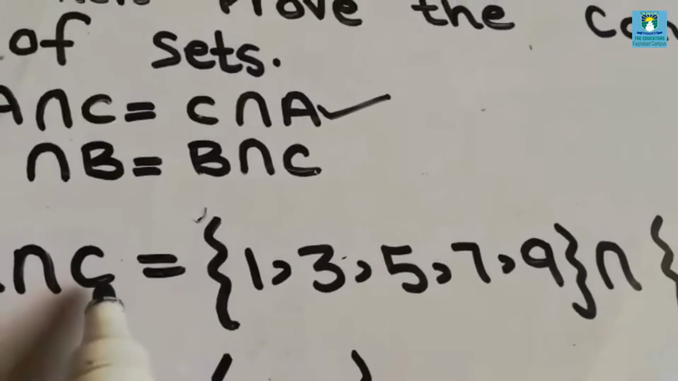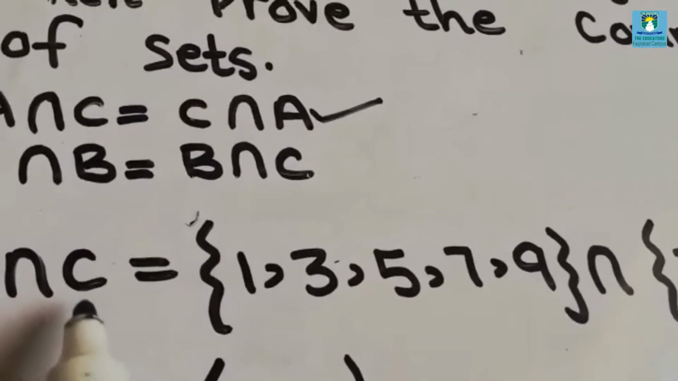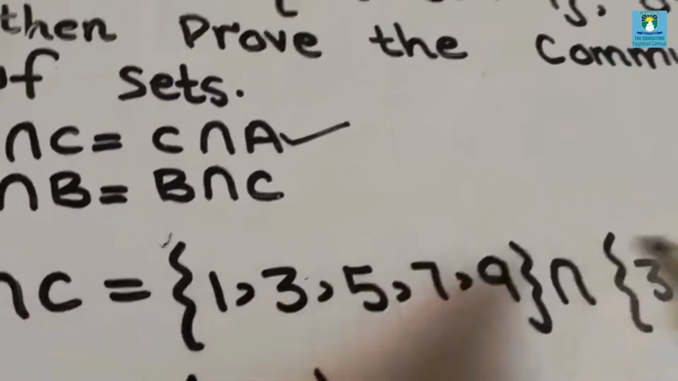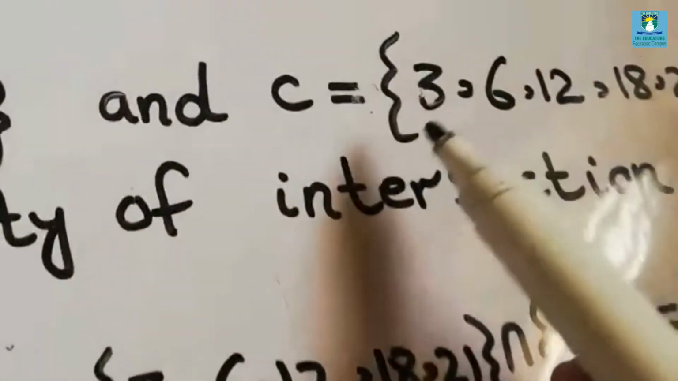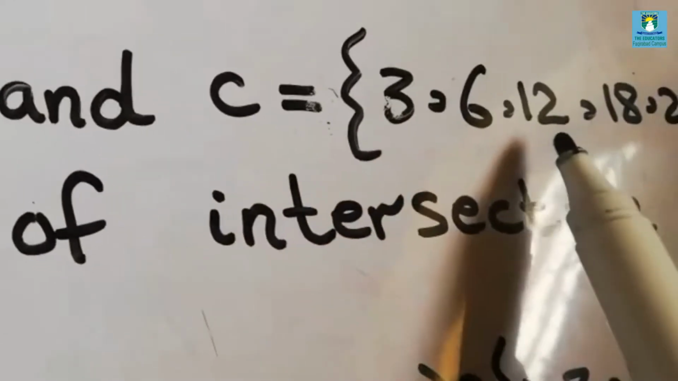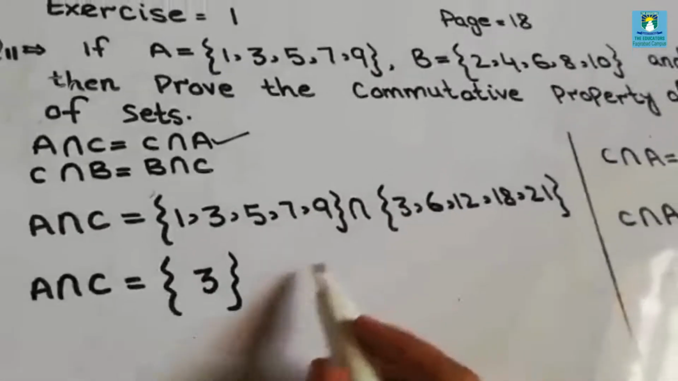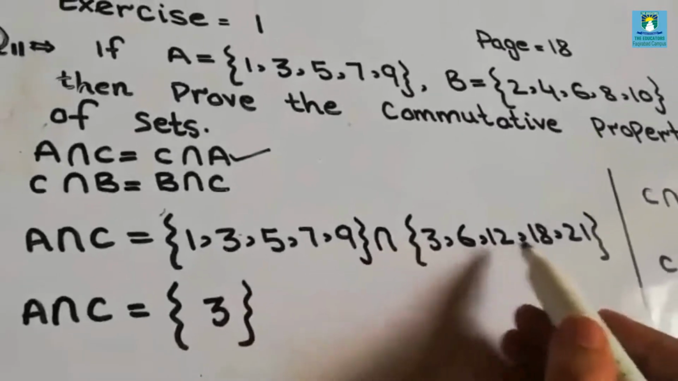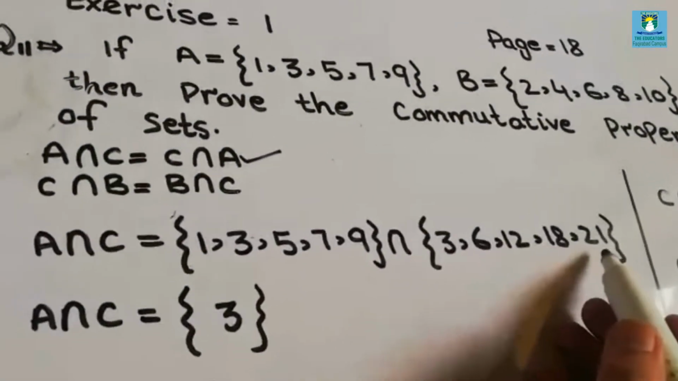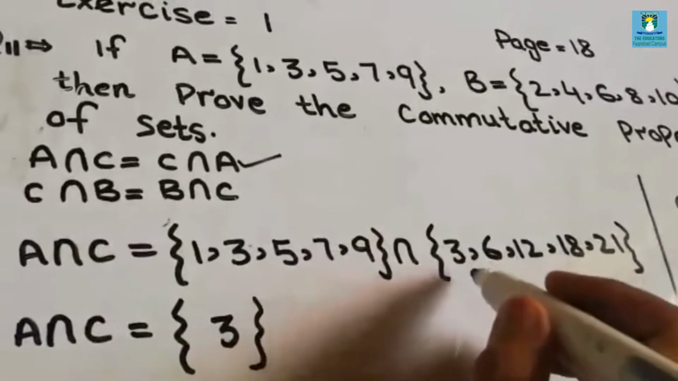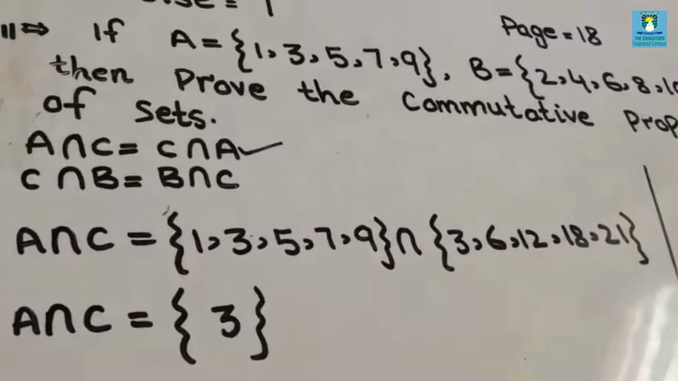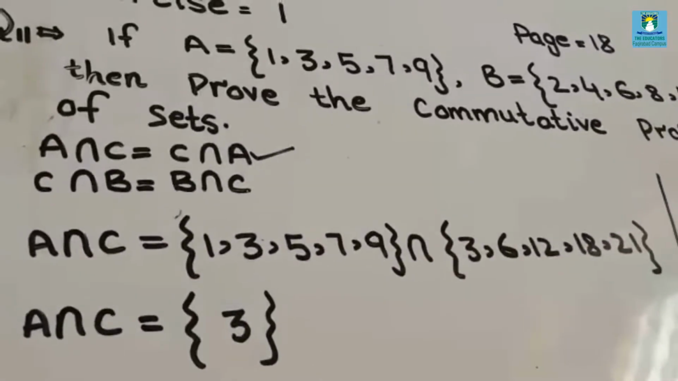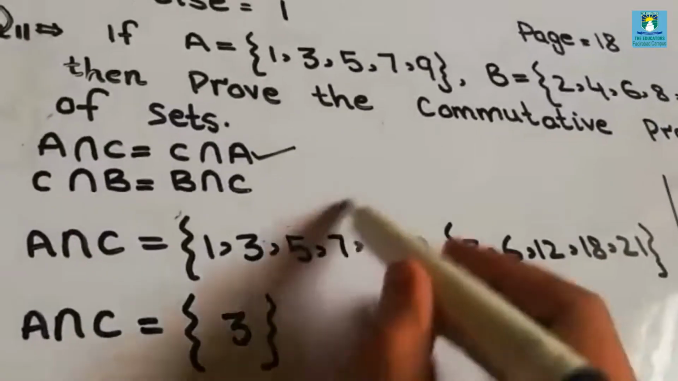Move to next set, that is set C. In set C, what are the elements of set C? Look at here. Set C is equal to 3, 6, 12, 18 and 21. So we will write here 3, 6, 12, 18 and 21. Now what we have to find out here? Intersection. Students, remember that in intersection we will write the common elements of these two sets.